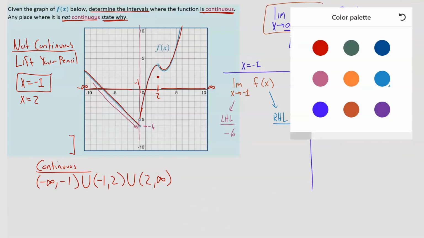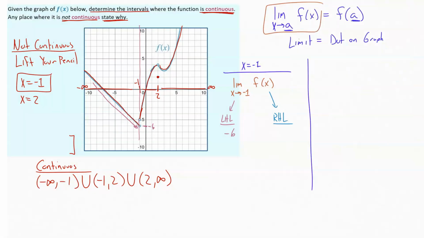Finding the right-hand limit as x approaches -1, coming in from the right, I can see that I would be headed towards this value here, a y value of -5. Since those two values are not equal to each other, that tells us that the overall limit does not exist. So the limit as x approaches -1 of f of x does not exist.